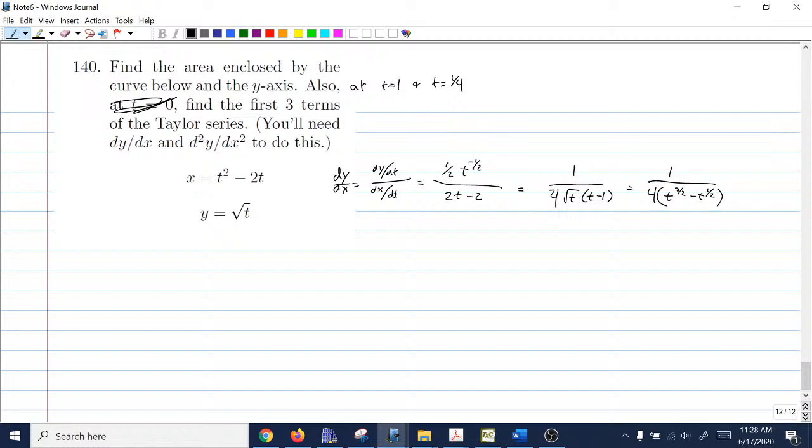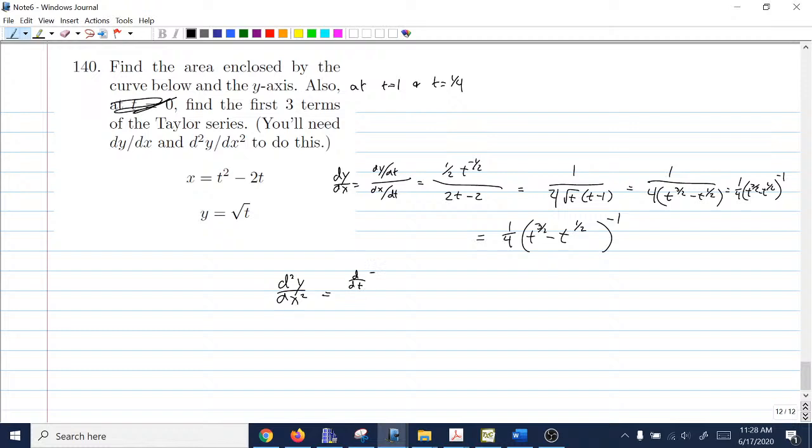Oh, I can rewrite this as 1/4 of t to the 3/2 minus t to the 1/2, all to the negative 1, which will be easier to take the derivative of, I guess. The thing I'm fussing over is I'm about to need to take the derivative of this with respect to t for d squared y over dx squared. So I'm trying to rewrite this in whatever way makes it easiest to take the derivative of.